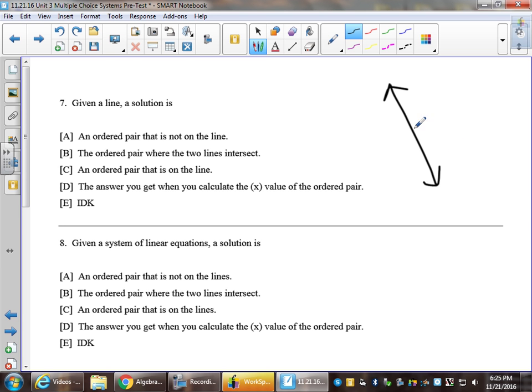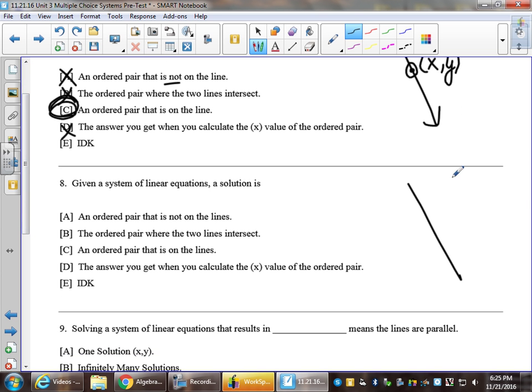A solution is an ordered pair on the line. So it's not an ordered pair not on the line. Can't be A. Ordered pair where the 2 lines intersect. We only have 1 line. We don't even have 2 lines to talk about that yet. And then we have choice C, which is correct. D doesn't really make sense. The answer you get when you calculate the x value, because that's just an x value. Where's the y value? So it has to be C.